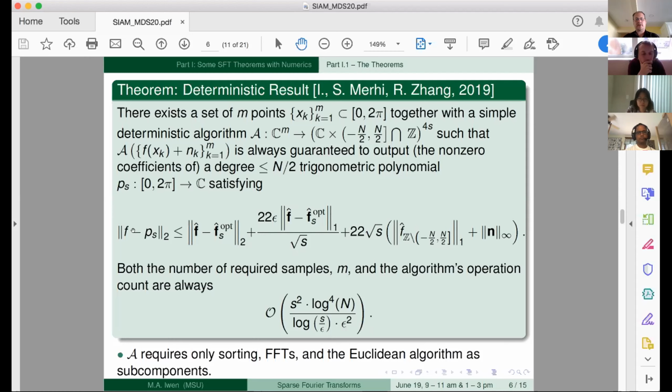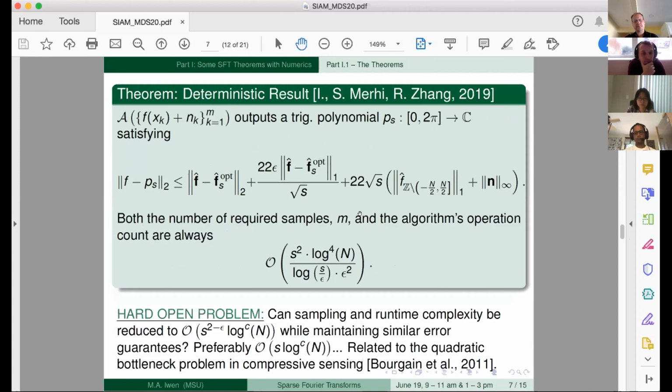And if it's not exactly sparse, then I'll have some sort of graceful degradation in the quality of the approximation that I get. Okay. If you want a hard open problem to think about, you can try to come up with a deterministic and explicit algorithm for the Fourier basis that runs better than in quadratic time. It appears to be quite a difficult problem.